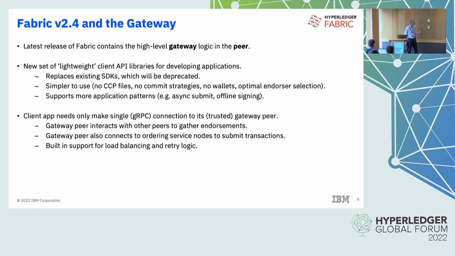So you only have to now make one connection. A consequence of that is that you no longer need these network config files or CCP files, depending on the SDK that you used. It was called different things, but it was basically this YAML file format that defined all of the endpoints that you might want to connect to. It also had other things like gRPC options, timeouts, and stuff like that. But now the client application can make that one single gRPC connection, supply that, and we no longer need that CCP file.